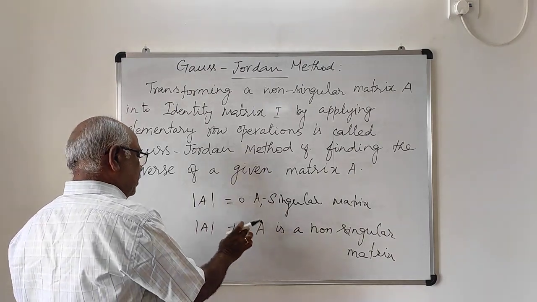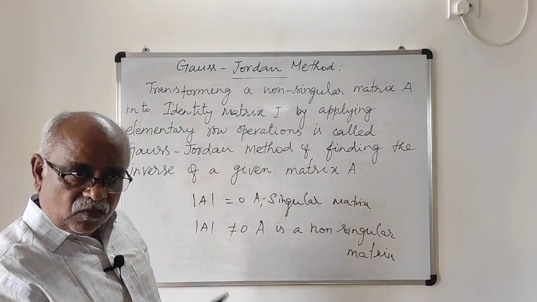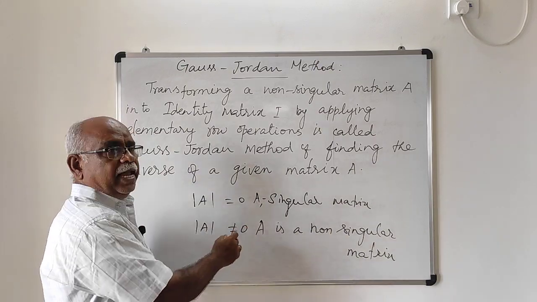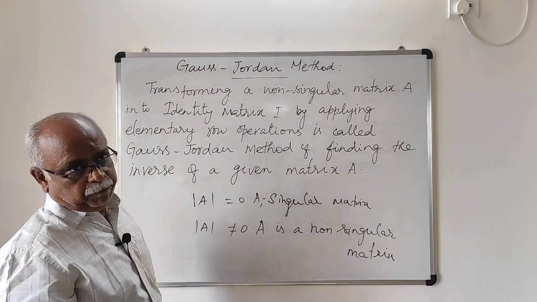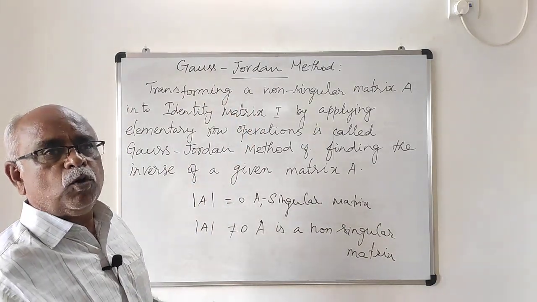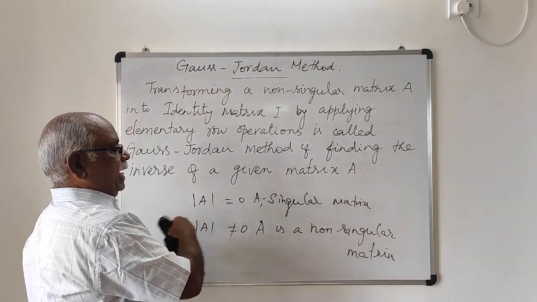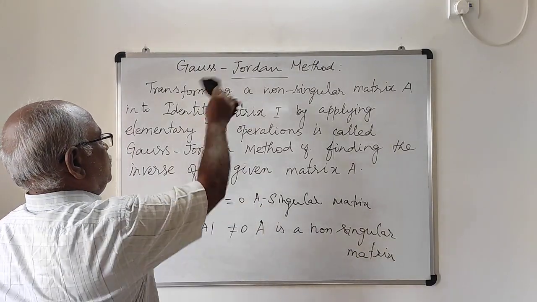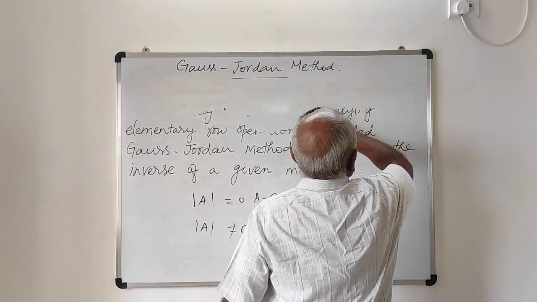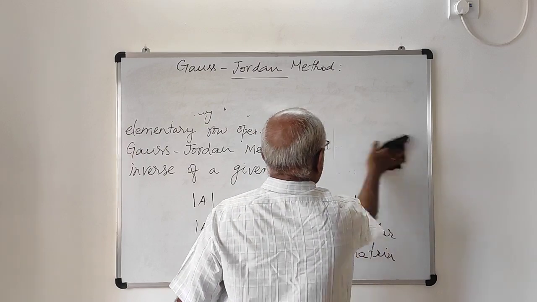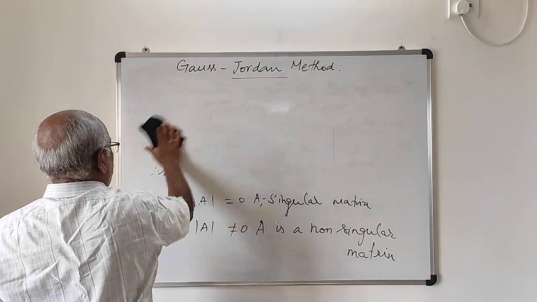So if the matrix is a non-singular matrix of order 3, then we have to convert the same matrix A into its corresponding identity matrix of order 3 by applying elementary row operations, and thereby we determine the inverse of the matrix A. That method is called the Gauss-Jordan method. Now we have to solve one problem. We are using elementary row operations only.